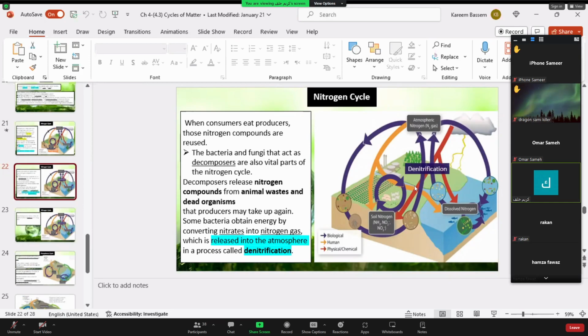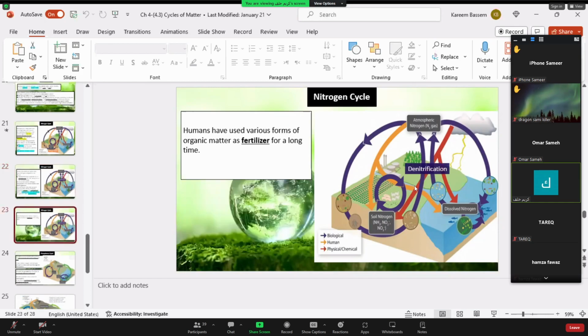Fixation is changing nitrogen gas into nitrogen compounds used by organisms, right? Yes, and this is the opposite. We want to return the nitrogen gas back into the atmosphere in order to call it a recycling process. Sir, again, the compound is nitrates, and it's changing into nitrogen gas. In this case, this opposite direction, it's called denitrification.